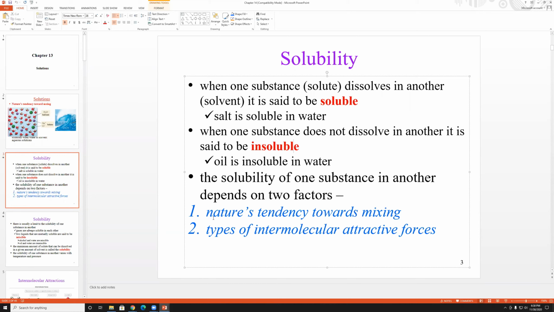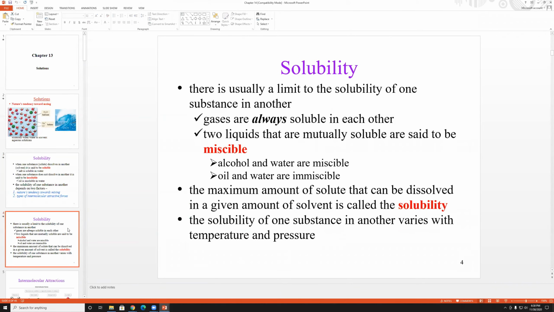That's the idea here. Now, solubility depends on two things: nature's tendency towards mixing. That basically just means, is the mixing energetically favorable? And then the most important thing, which determines the first thing, is the type of intermolecular attractive forces. They need to be the same, or they need to overlap a lot. And when they do, we call it miscible.